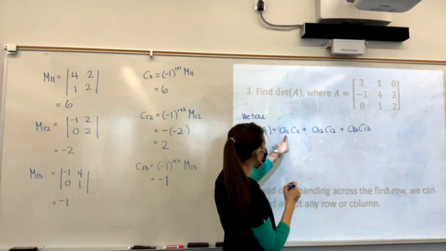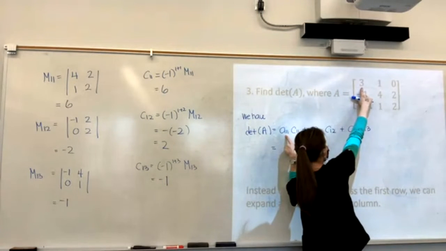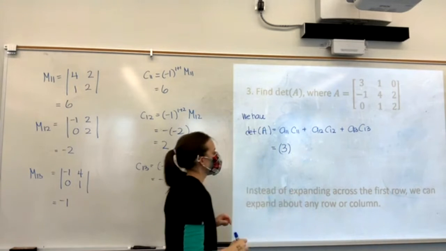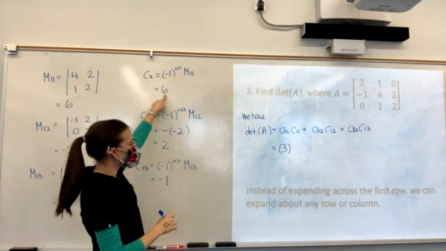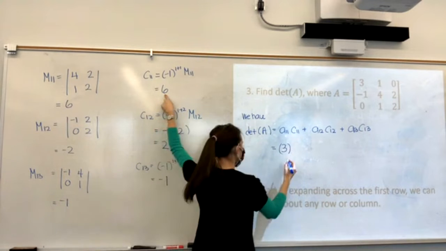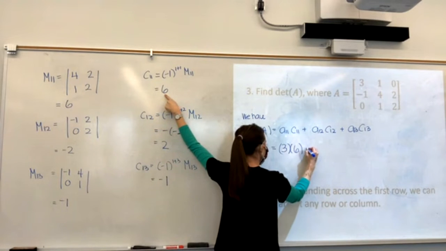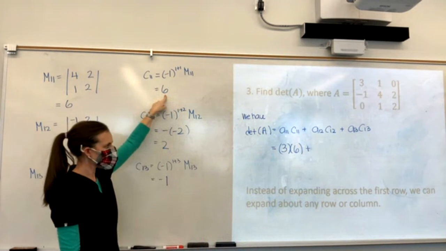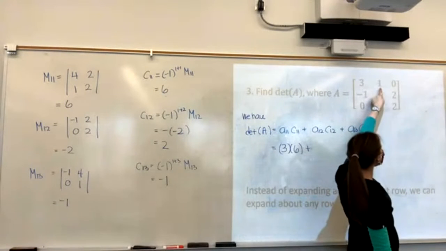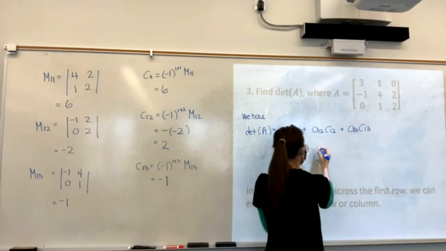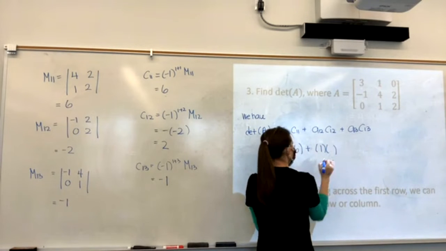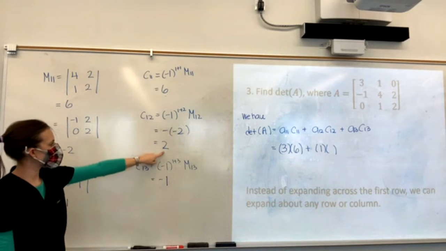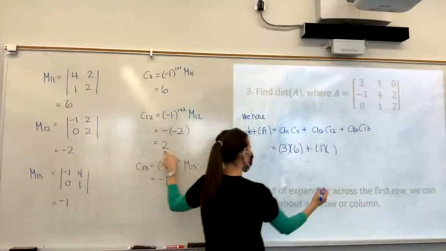Okay, so A11, that's our entry in the first row, first column. That's the number 3. And we found the cofactor C11 to be the number 6. A12, the next entry in the first row, is the number 1. And we found the cofactor C12 to be the number 2.